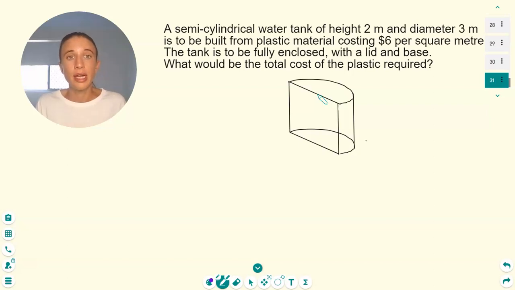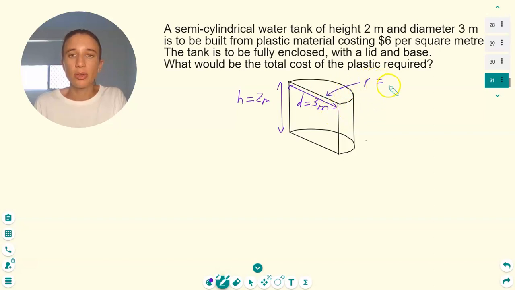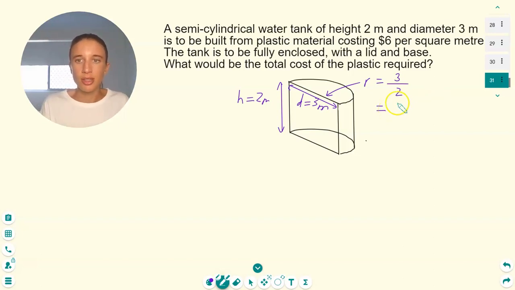Okay, so we've got a problem here. A semi-cylindrical water tank of height 2 meters and diameter 3 meters. Let's label our diagram as we go. We've got height 2 meters and diameter 3 meters. I am going to label this straight away with the radius, because that's the most handy thing to use in cylindrical formulas. So 3 on 2 is 1.5.